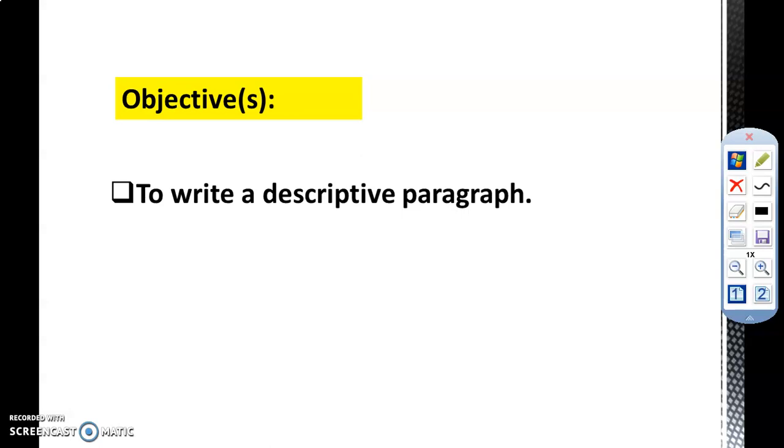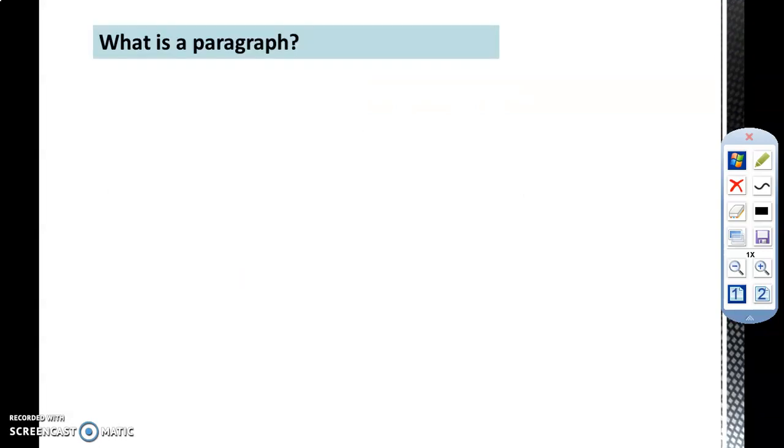As we saw in the previous lessons of writing, we started doing narrative writing, narrative paragraph. Of course, descriptive writing is part of narrative. But before we start speaking about this lesson, let me ask you, what is a paragraph?